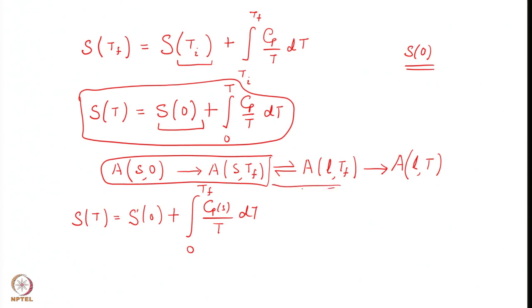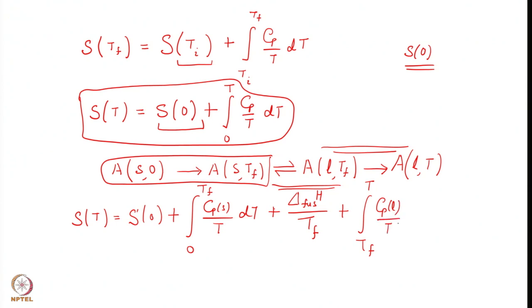Now there is a phase transition, and for the phase transition it is delta H fusion divided by the freezing point. This is the entropy of phase transition, which you have studied in classical thermodynamics. And then when you further heat this liquid, plus the integral from TF to a general temperature T of Cp of liquid by T dT. What this discussion suggests is that if by some chance you miss this phase transition, then your experimental value will turn out to be lesser than the theoretical predicted.